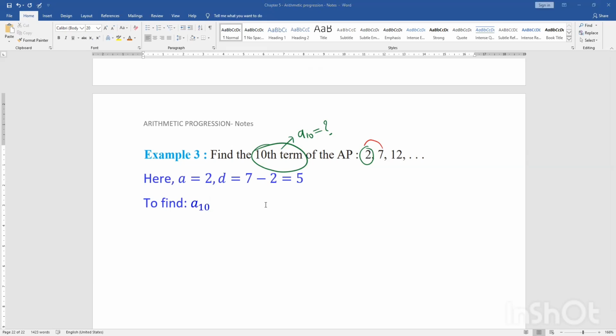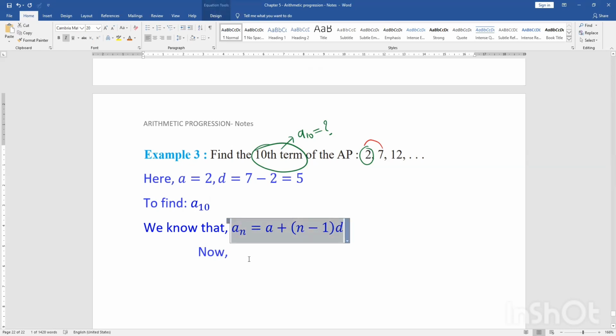Next, you know the formula for an AP, the general term of an AP. We know that the general term An is given by a plus n minus 1 into d, right, children? Now I need to find out A10, correct? So for A10 you should put n as 10. Take this formula here, I'm just changing n to 10. What is a? a is 2. What is the n value? 10, right? 10 minus 1 into d. You already know the d value.